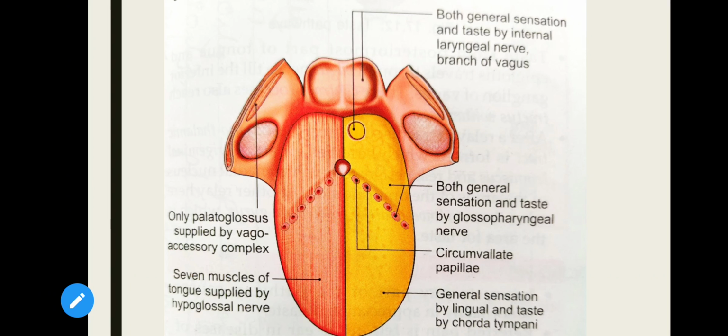This is the nerve supply. The general sensations and taste are carried by the internal laryngeal nerve, which is a branch of the vagus nerve. Both general sensation and taste are carried by the glossopharyngeal nerve. General sensations by the lingual nerve and taste by the chorda tympani in different regions. Palatoglossus is supplied by the vago-accessory complex. 7 muscles of the tongue are supplied by the hypoglossal nerve.